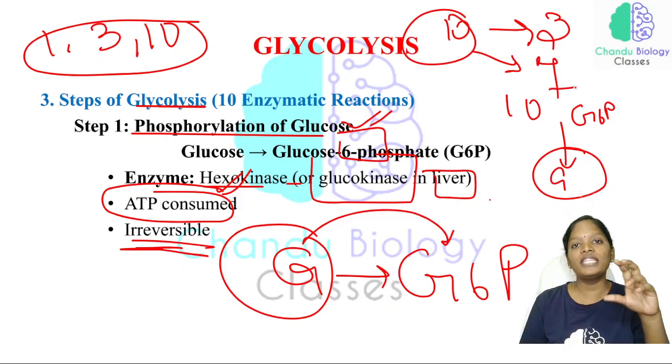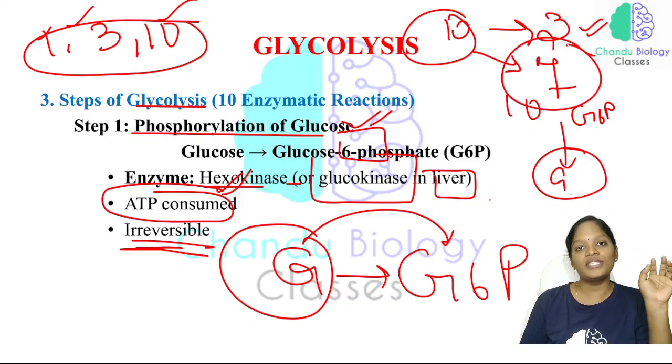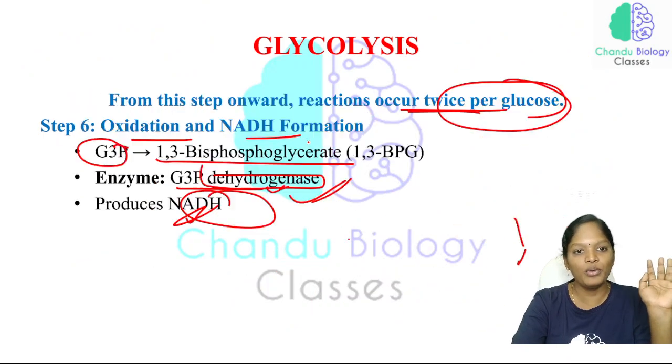And what are all the 3 steps? First step, third step, and 10th. Steps 1, 3, 10. These 3 steps are irreversible, and the remaining 7 steps are reversible. So this can also be expected. And which enzyme is called the rate limiting step? Phosphofructokinase is the rate limiting enzyme. This is also very, very important.